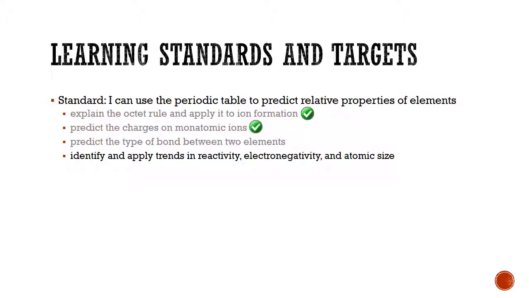All right, so in this video we have looked at the different types of bonds. We've given some examples of all the types of bonds. We've given the definitions. And we've also been able to predict the type of bond that would occur between two elements.